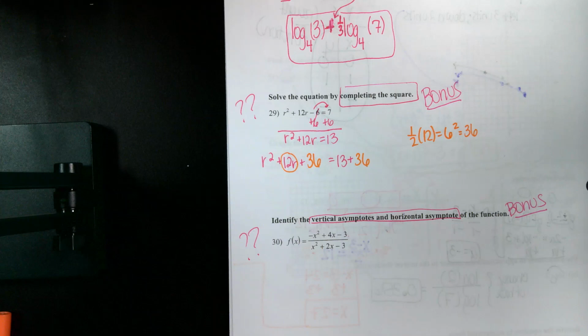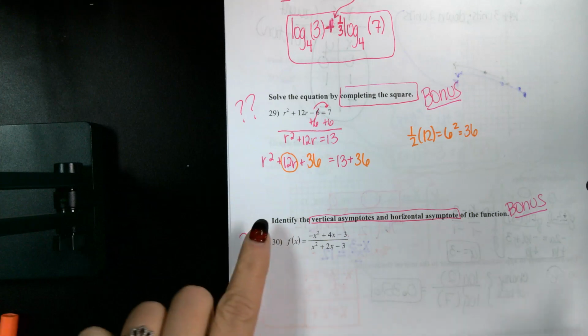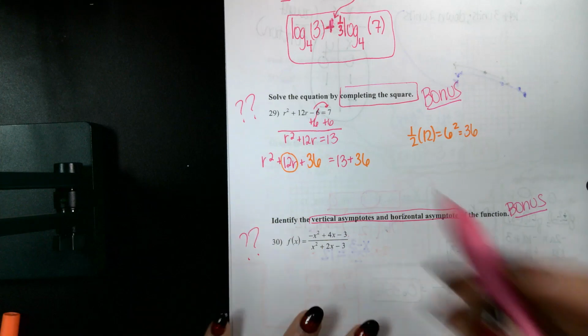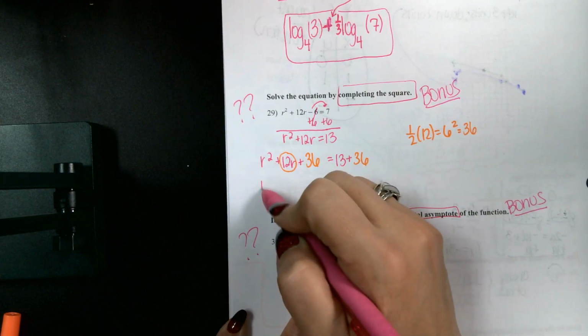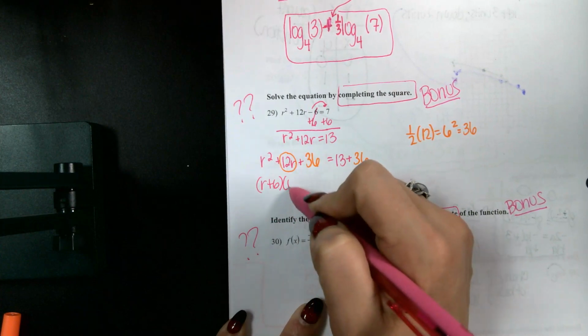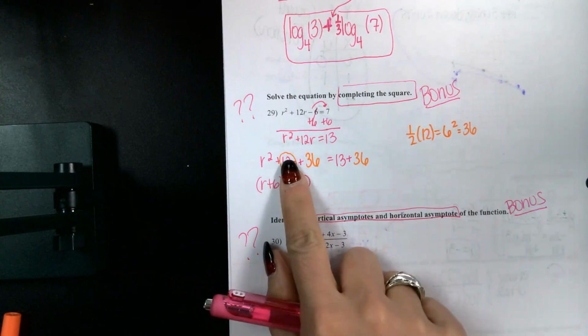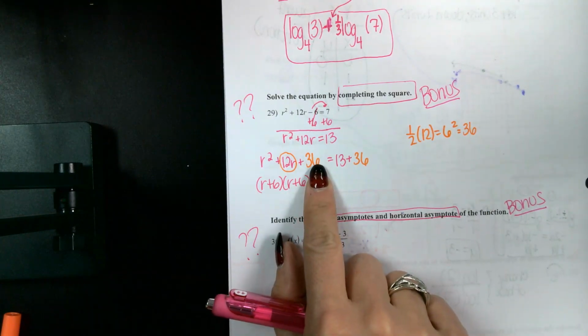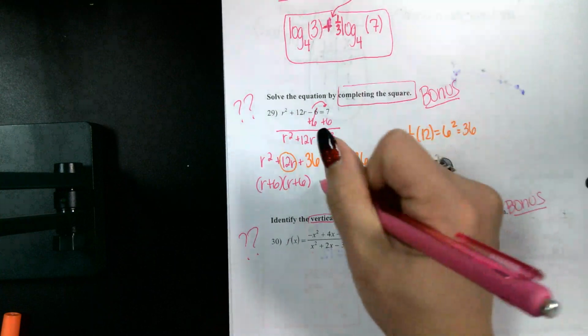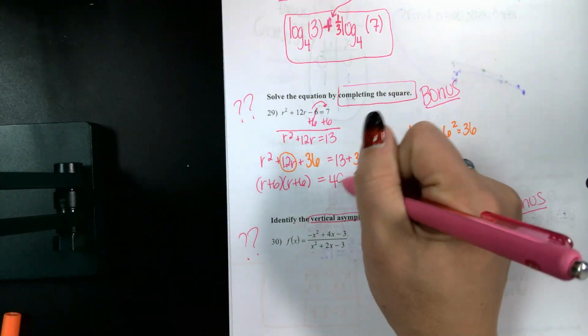Now, the reason we do that is because, okay, now watch. This right here would be r plus 6 times another r plus 6, because look, 6 plus 6 is 12, and 6 times 6 is 36. So that's how it would factor. This side would be a total of 49.